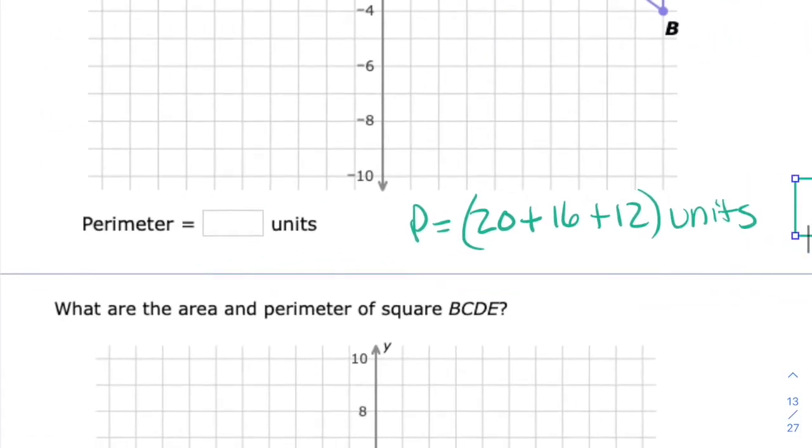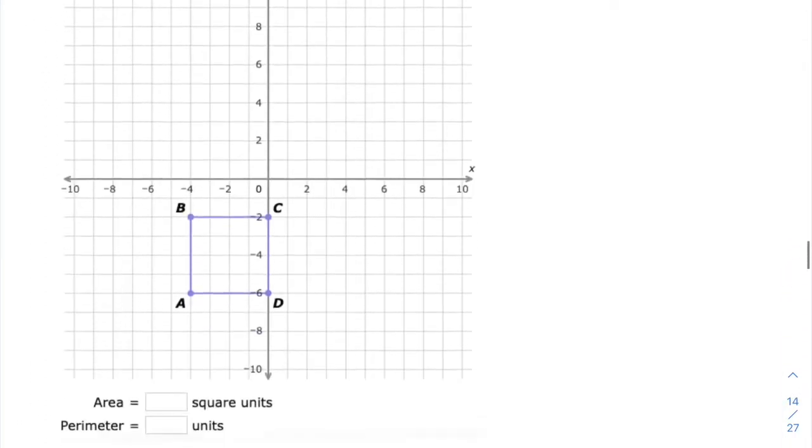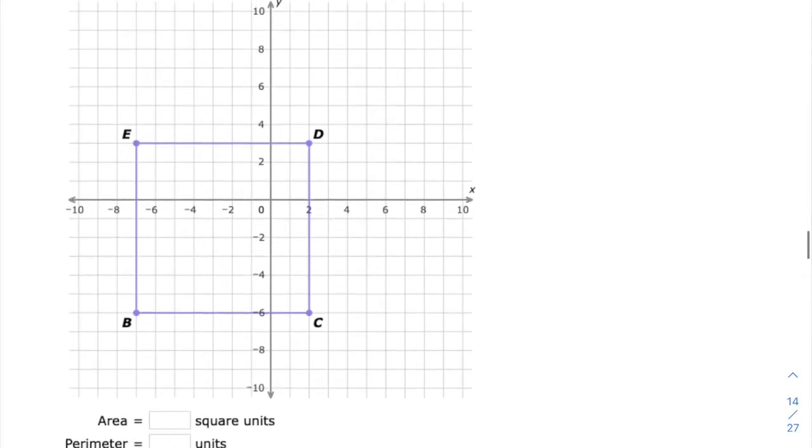There we are. So 48 units. All right. Sometimes it might ask you for both, so you don't want to get them confused. Yeah, this one. So this isn't going to ask us for both.